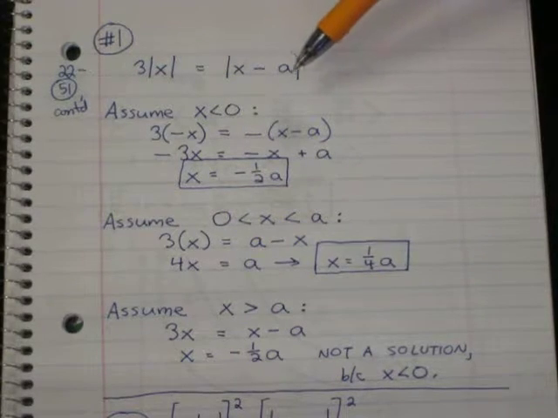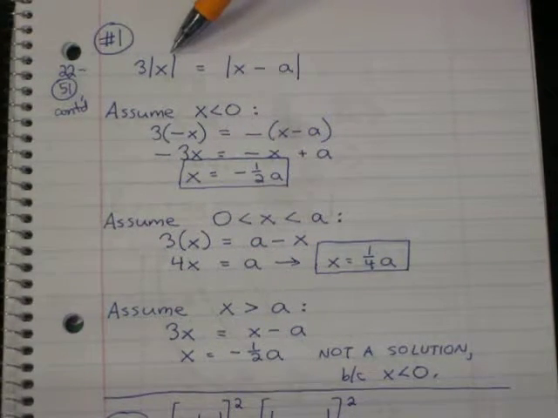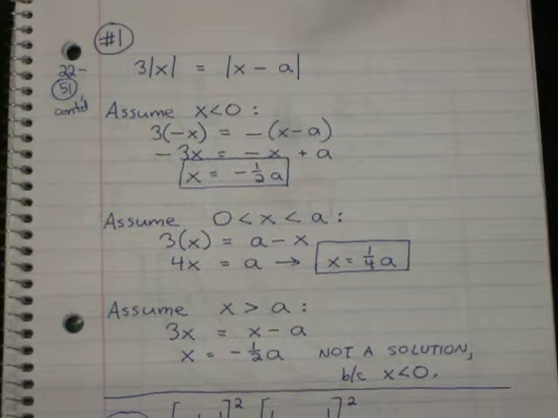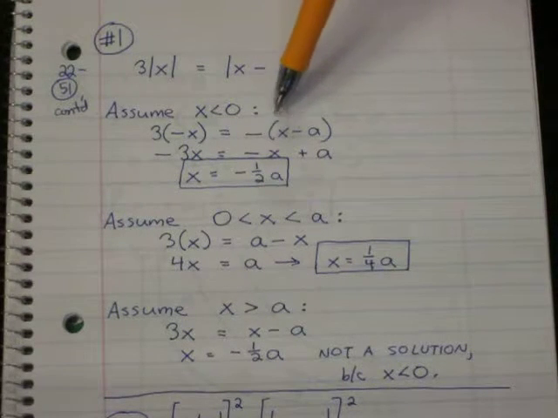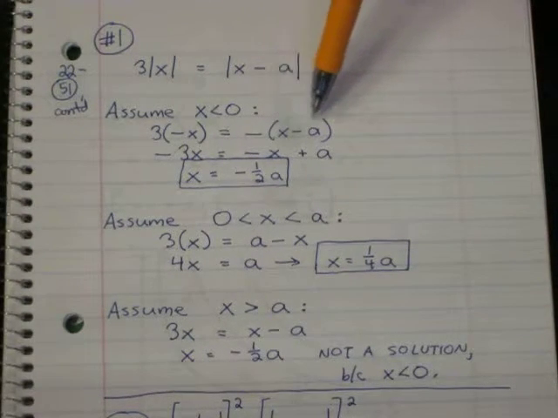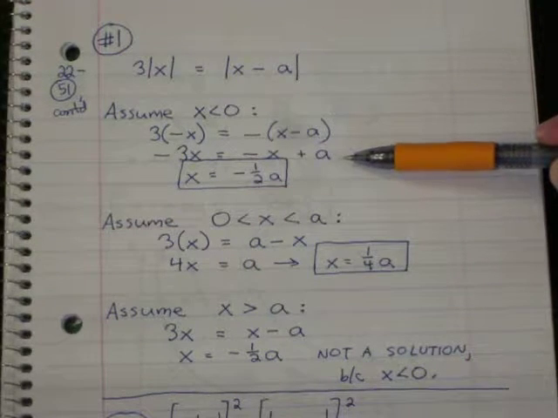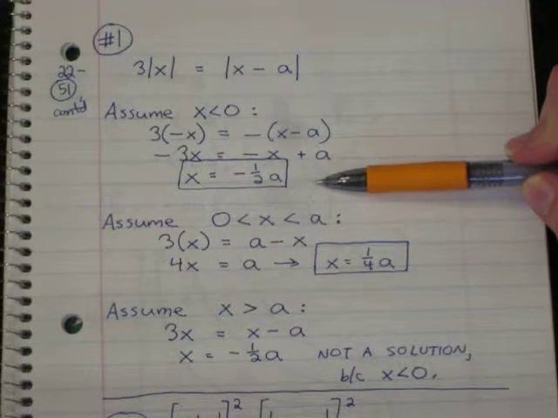Let's take the region on the left where x is less than 0. 3 times absolute value of x becomes 3 times the opposite of x. Equals absolute value of x minus a becomes the opposite of x minus a. In that case, we have negative 3x equals negative x plus a. We get x equals negative 1/2 a. There's our first answer.